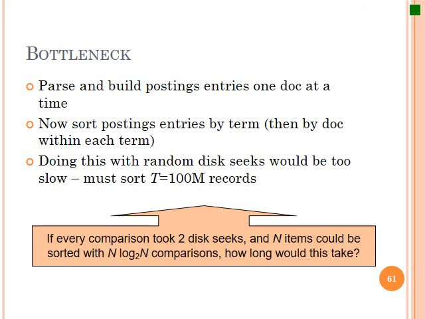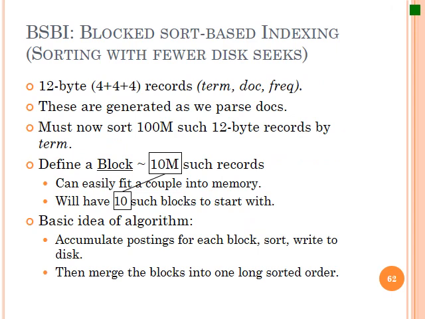So this is just a question: if every comparison involves two seeks, and n items could be sorted using n log n comparisons, how long will this take? Obviously it takes a long time. One potential fix to this is to use a scheme called blocked sort-based indexing, or BSBI. You can do this and sort using a smaller number of disk seeks.